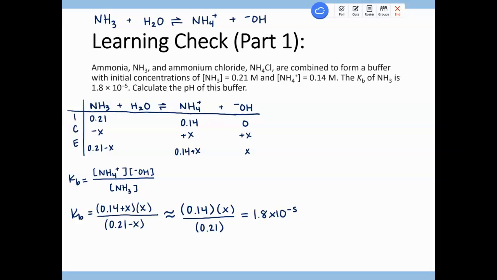Okay, so use the approximations, assuming X is much smaller than initial concentrations. When it is added or subtracted, you can do that. If it's multiplied, that will have too large of an effect, so we need to keep that in there. Now we can rearrange and solve for X.